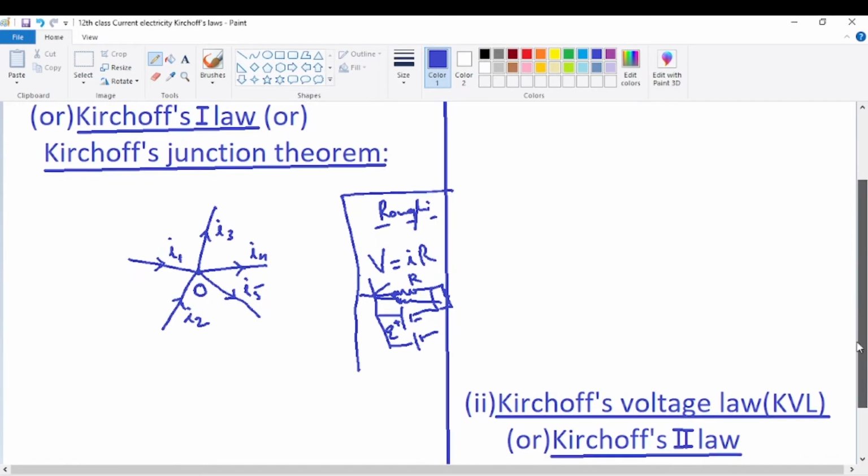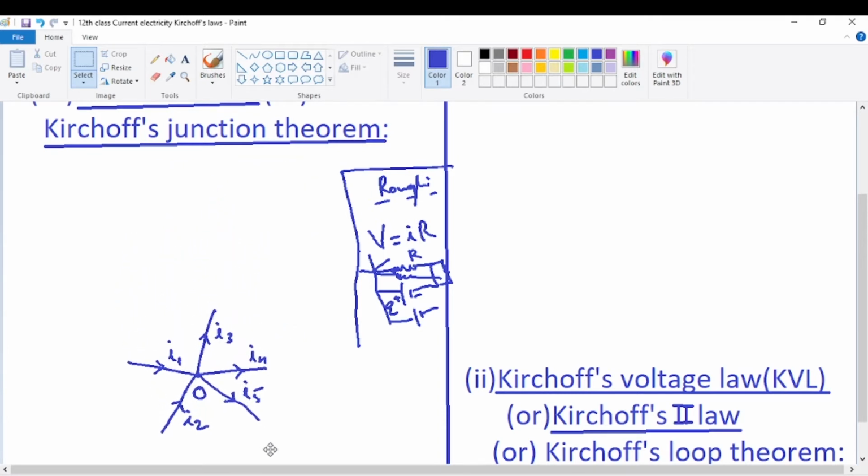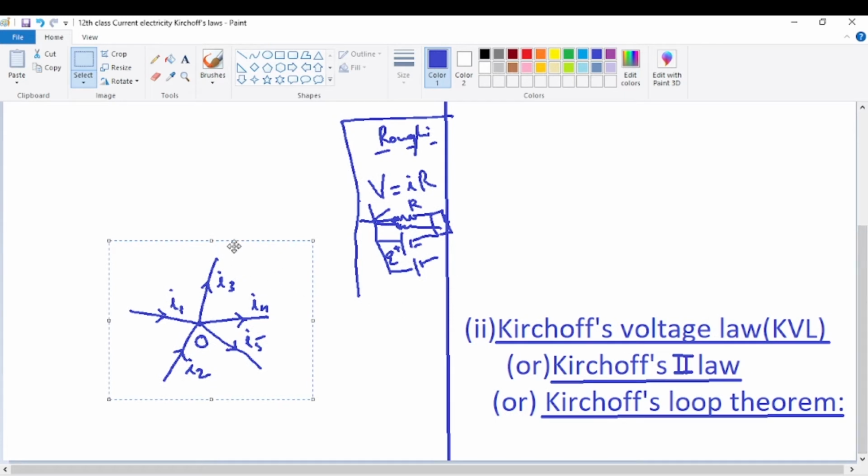Now this is directly obtained from the law of conservation of charge. It's a direct consequence of the law of conservation of charge itself. So another way Kirchhoff's current law can be named is the law of conservation of charge, but mostly in general it's called Kirchhoff's current law only.